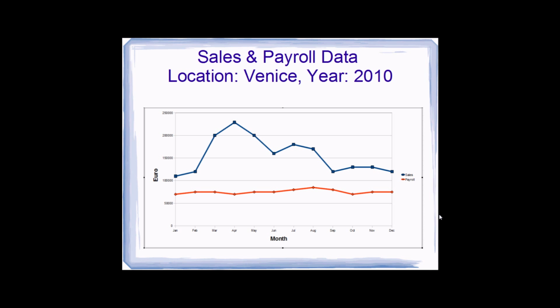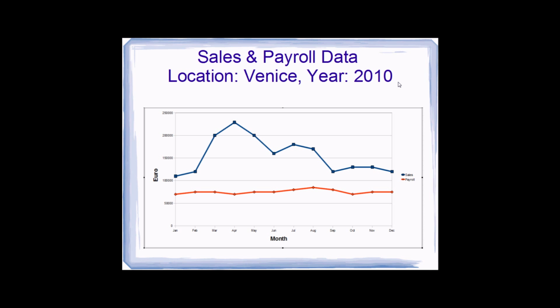Here is a picture of the sales and payroll data for a company in Venice. On the x-axis, we see all the months from January through December. On the y-axis, we see the amounts in euro. So this is a plot of the sales figures in euro for each month of the year, and this is a plot of the payroll again in euro for each month of the year. This plot was calculated for the office in Venice and for the year 2010.